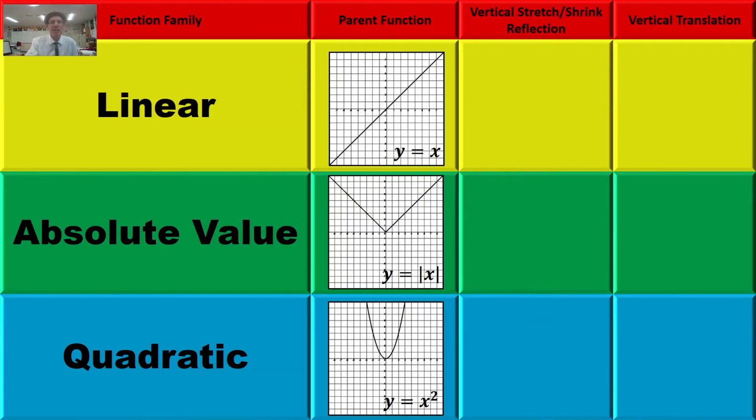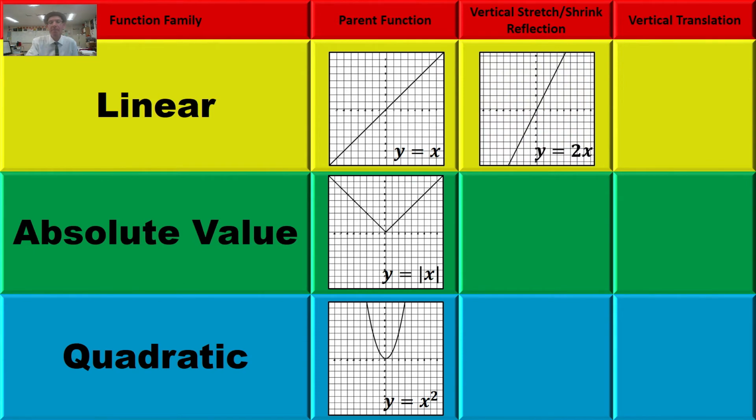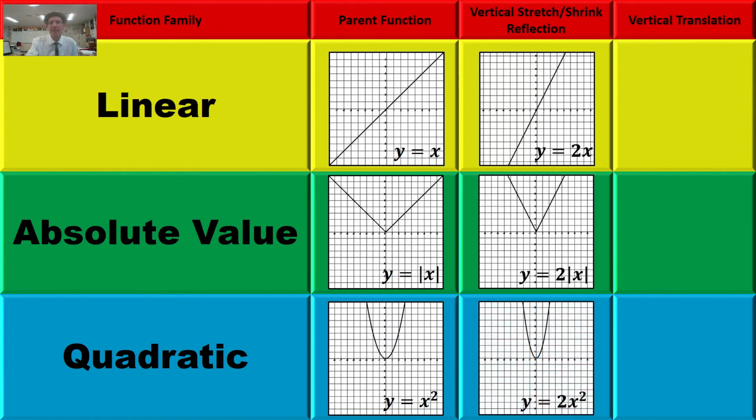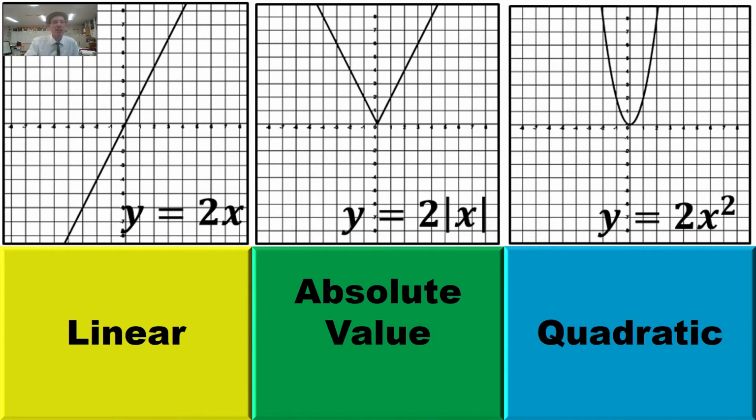Now we're going to take a look at what happens if the number in front of the x changes. So now in the linear function family, what you learned was that makes a slope of 2. In the absolute value function family, that makes a vertical stretch of 2. And in the quadratic function family, that also makes a vertical stretch of 2. So when we take a closer look at those graphs, every graph still goes through the origin. The difference is now they are stretched out in the vertical direction.